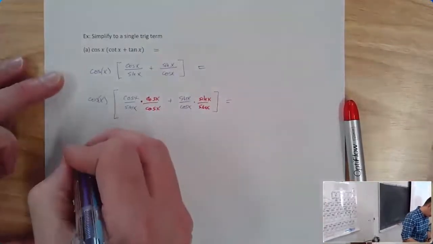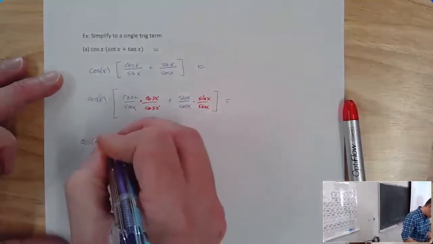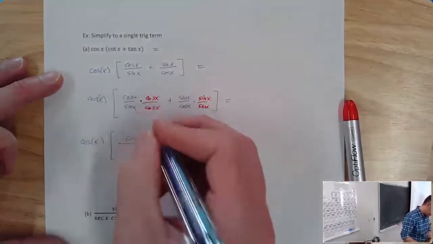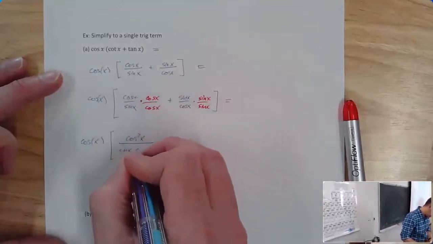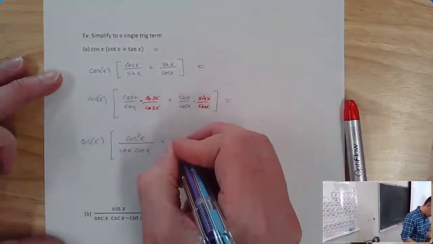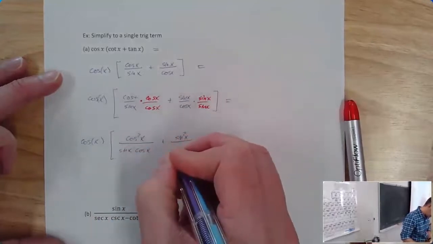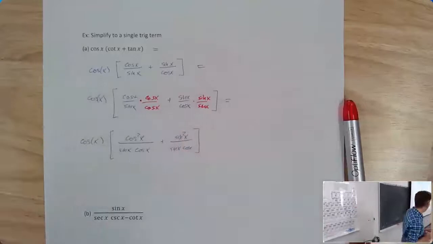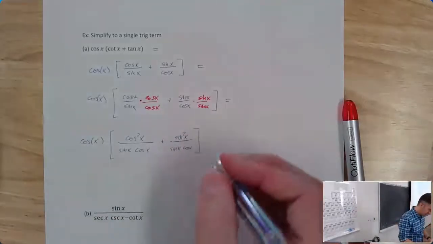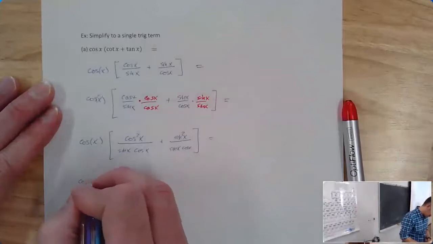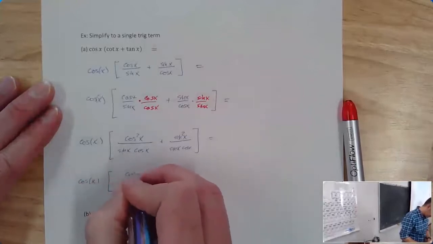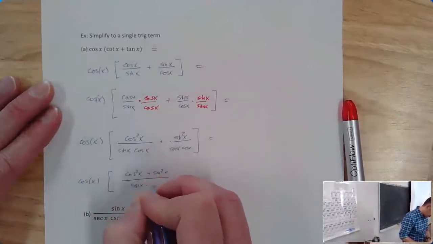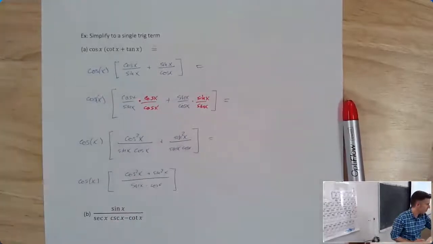So now when I simplify this, I've got cosine of x times cosine is cosine squared over sine times cosine, which is just sine of x times cosine of x. I can't do anything with that. Plus here I've got sine of x times sine of x, which is sine squared of x, over the same denominator, sine of x times cosine of x. And now that I have a common denominator, I can put those together. So I can write this as cosine of x times cosine squared x plus sine squared x all over sine x times cosine x. Then what?